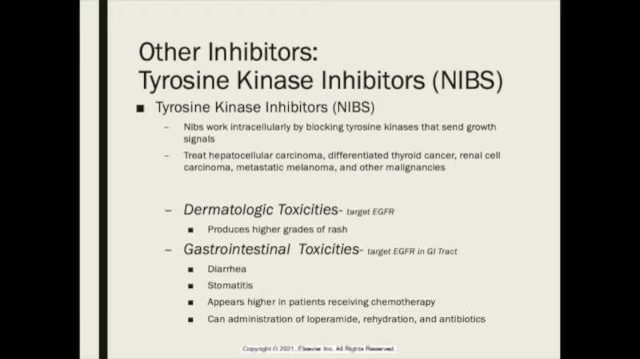Now, NIBS are synthetically created in labs, and they're available in oral forms. Currently, the tyrosine kinase inhibitors that we have are used to treat hepatocellular carcinomas. We also have some that will treat thyroid cancer, renal cell carcinomas, metastatic melanoma, and other types of malignancies as well. There are about 30 tyrosine kinase inhibitors, or NIBS, and you can see them listed in your textbook.